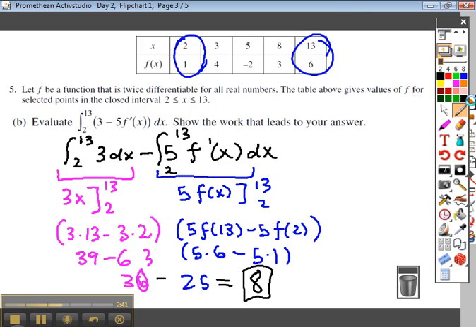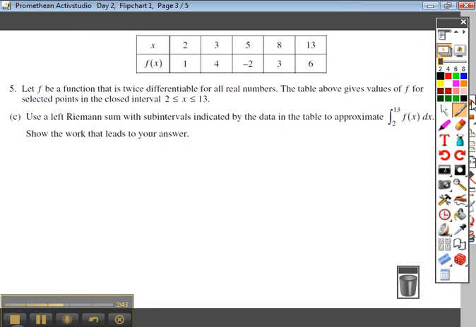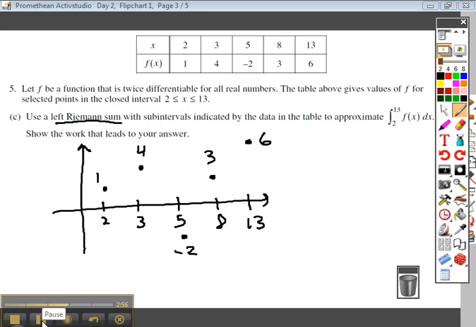Okay, we'll look at the next question and see what it says. It says use a left Riemann sum, so that means I'm going to have to be finding areas of rectangles to approximate this integral. I'm going to pause for a bit and plot the points. After you plot it, here is the graph, and notice we're using a left Riemann sum, meaning my height is going to be determined by the left. So I'm going to start here, go up, hit the first point on the left, and create my rectangle.